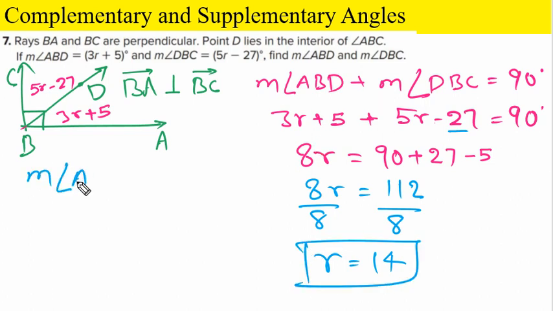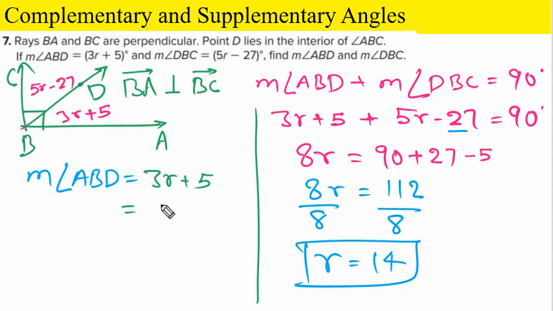Measurement of angle ABD equals 3r plus 5, and 3 times 14 plus 5. Substitute the value. That will give you 3 times 14 is 42, plus 5 will give you 47.